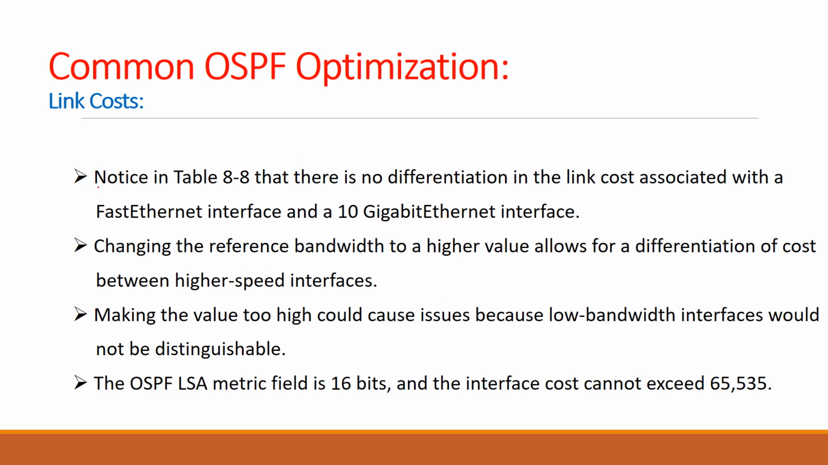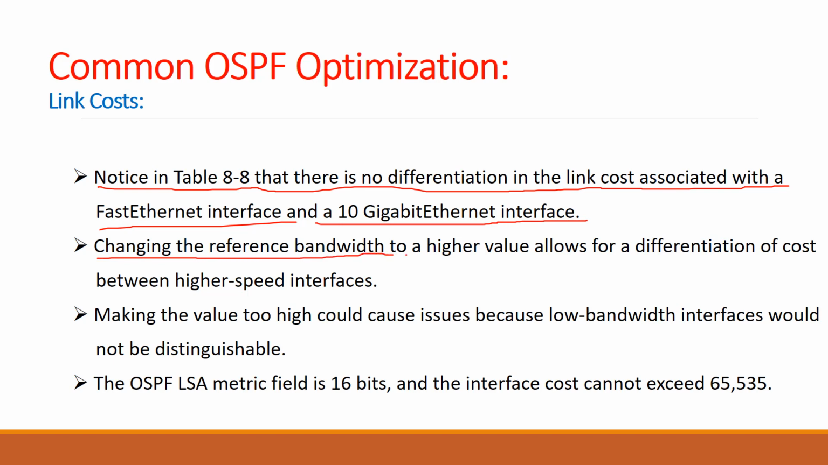There is a note here. Notice in table 8-8 that there is no differentiation in the link cost associated with a fast Ethernet interface and a 10 gigabit Ethernet interface. Changing the reference bandwidth to a higher value allows for a differentiation of cost between higher speed interfaces. Making the value too high could cause issues because low bandwidth interfaces would not be distinguishable.